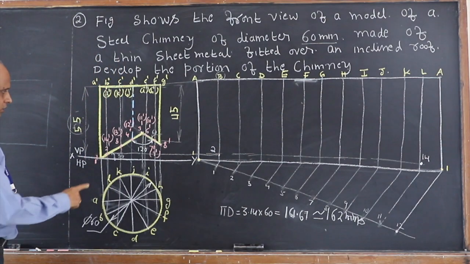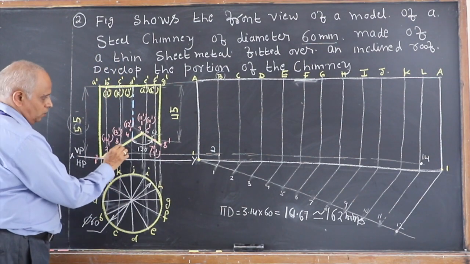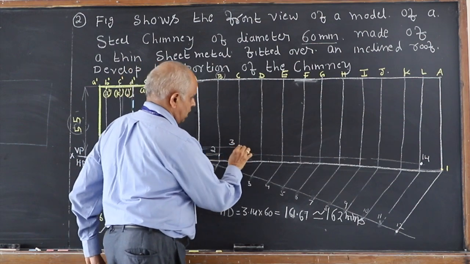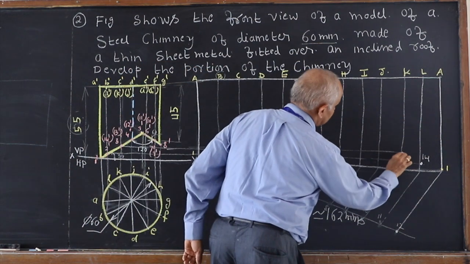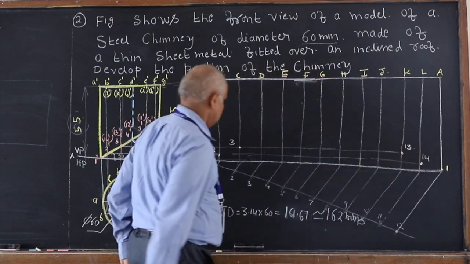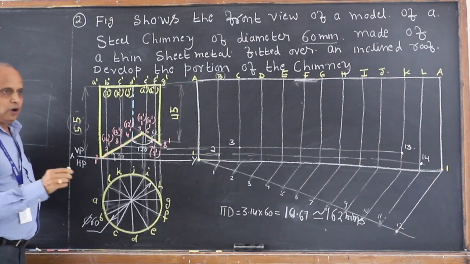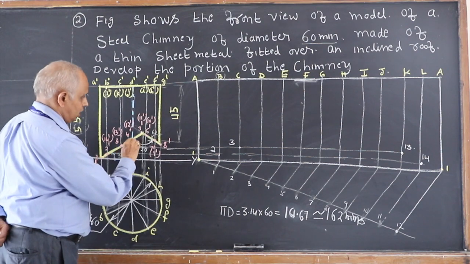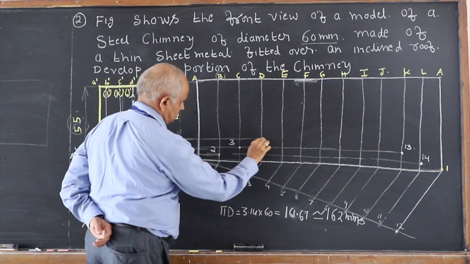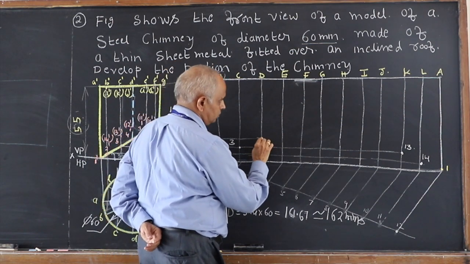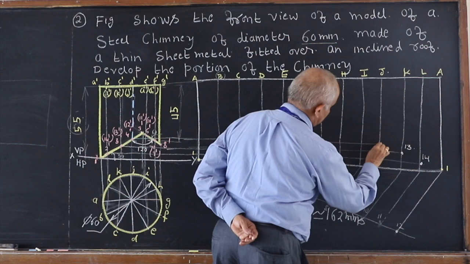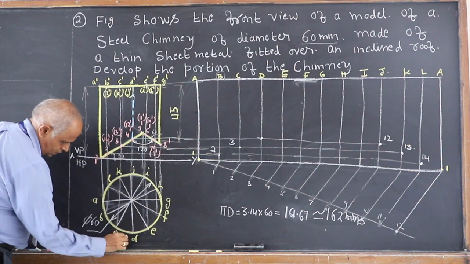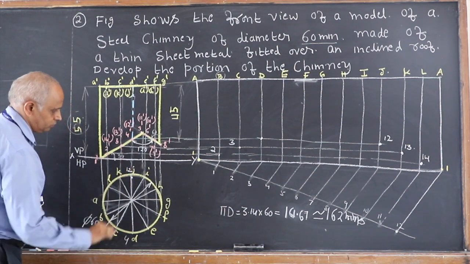Next, 3 and 13 are on C and K. So project this onto C and this one onto K. So you get 3 and 13. 4 and 12 are on generators D and J. So 4 and 12 you project here onto D and onto this J. Remember 4 is here and 12 is here in top view.